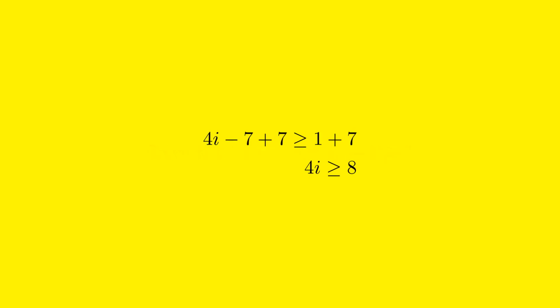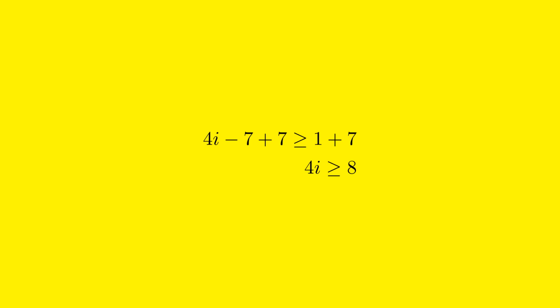To solve the inequality 4i minus 7 is greater than or equal to 1, we need to isolate the variable I. To begin, we will perform operations to both sides of the inequality to undo the subtraction of 7 from 4i. First, add 7 to both sides of the inequality to balance it. This step is crucial because adding 7 to negative 7 will cancel out the minus 7 on the left side, leaving us with just 4i.